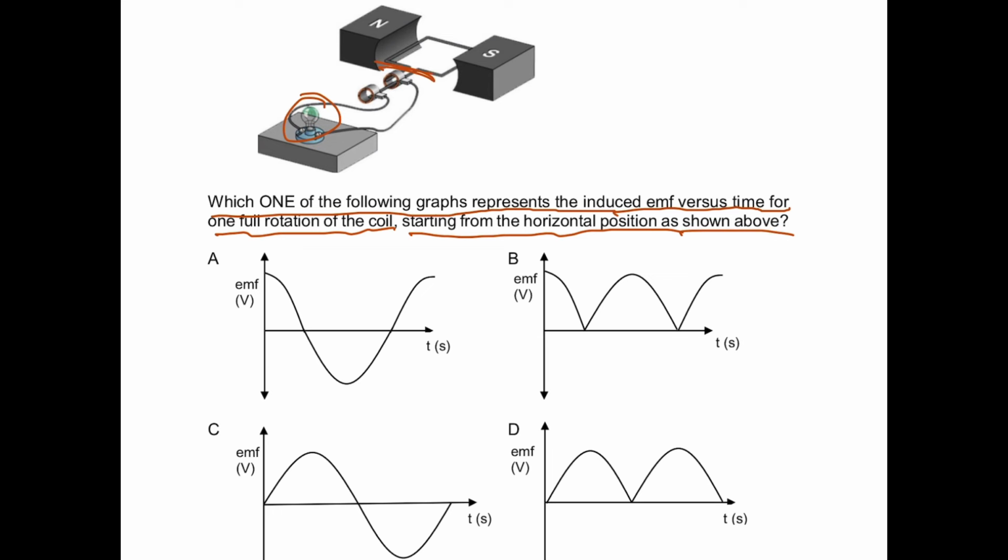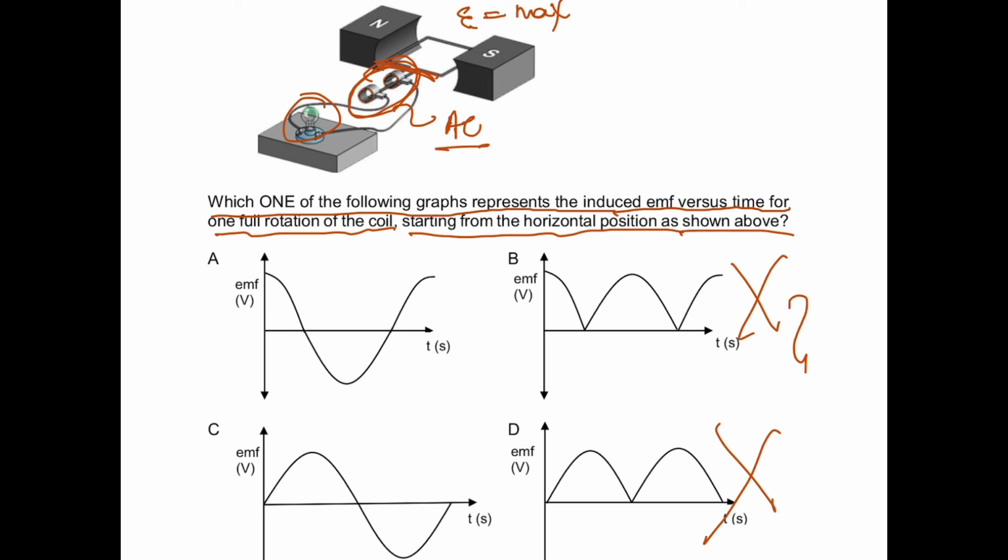So when it's in the horizontal position, the induced EMF is what? It is maximum. And if you look at the rings, that's a what? That's an AC, right? It's not a DC. So this graph is not an option because this is an AC. These are the graphs for the DC, right? So the options are in these two.